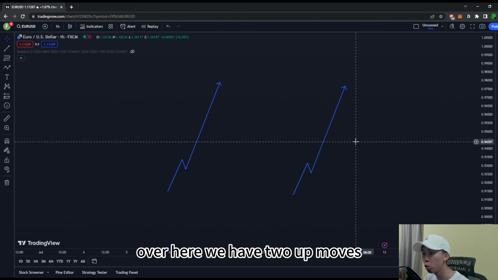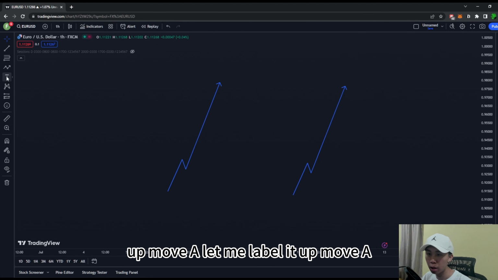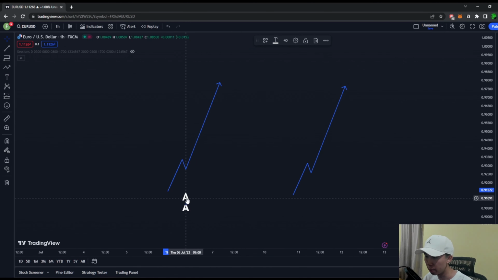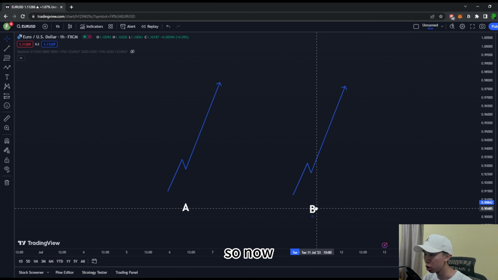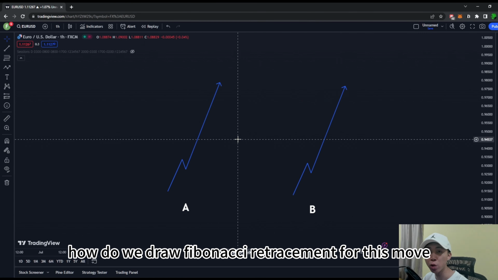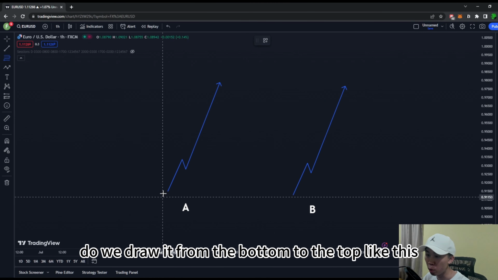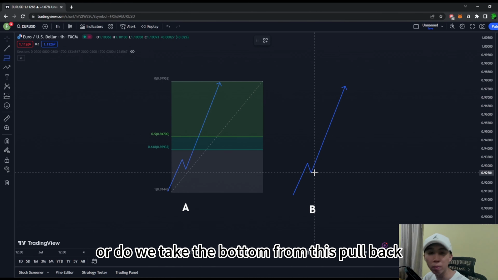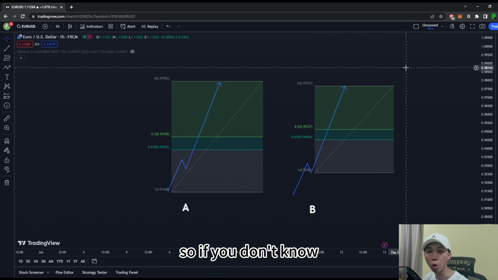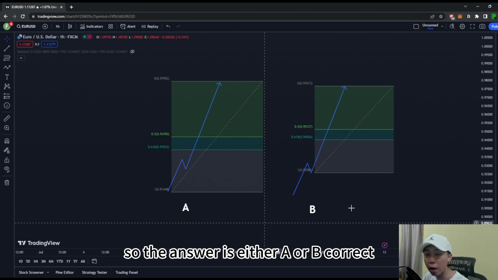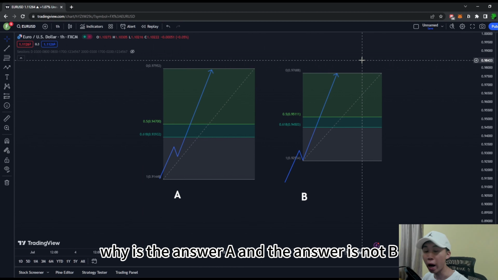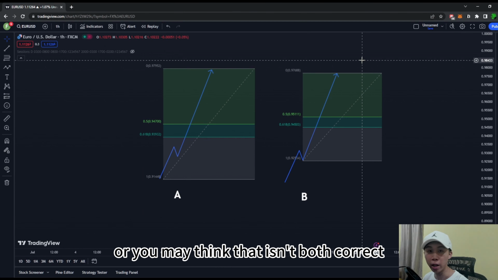Over here we have two up moves. Up move A, let me label it up move A, and also up move B. Let me label it B. So now, how do we draw Fibonacci retracement for this move? Do we draw it from the bottom to the top like this, or do we take the bottom from this pullback? So if you don't know, let me tell you the answer. The answer is either A or B, correct? The answer is A. Why is the answer A and not B? Or you may think that isn't both correct.